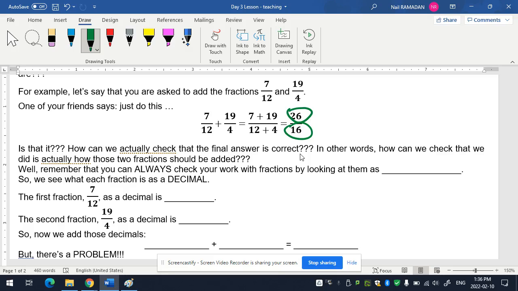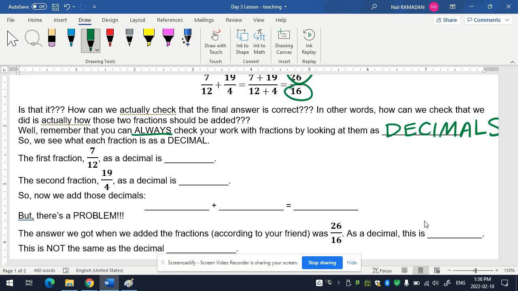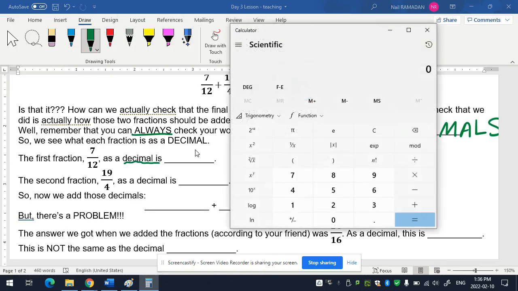Remember that you can always check your work by treating them as decimals. I don't usually ask you to do it, but if you want to check on the side, you are more than welcome to use decimals. So let's actually switch to decimals. What's the first fraction as a decimal? So 7 divided by 12.